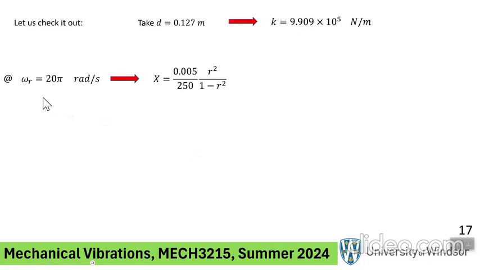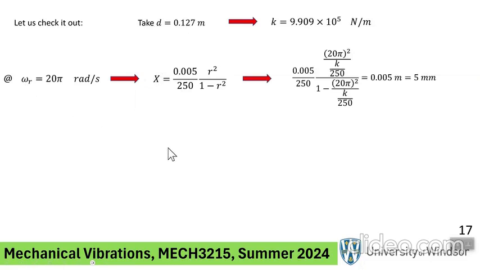So look at the smaller diameter, find the amplitude of vibration at the small diameter. You get the K right there. Based on the smaller diameter, this is the K, and of course, the maximum amplitude at 20 pi, X better come out to be 5 millimeters. And it does, because that's how we got the smaller diameter. So this is not surprising.